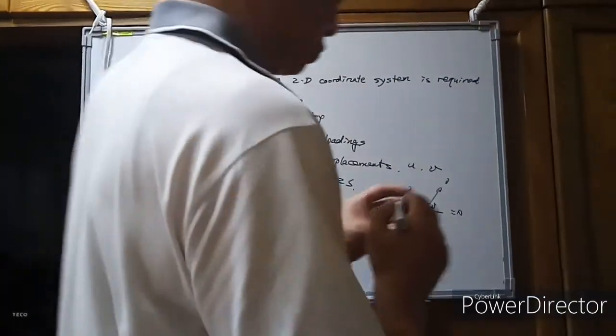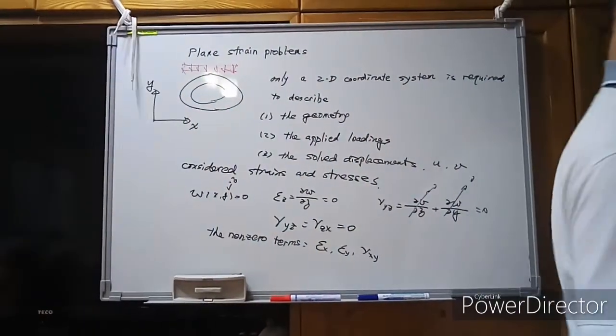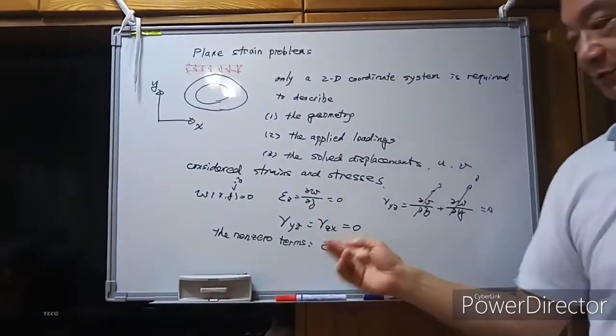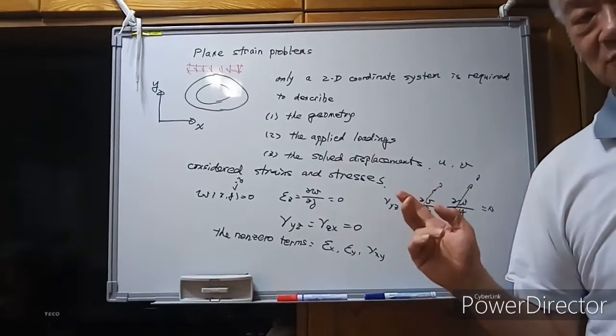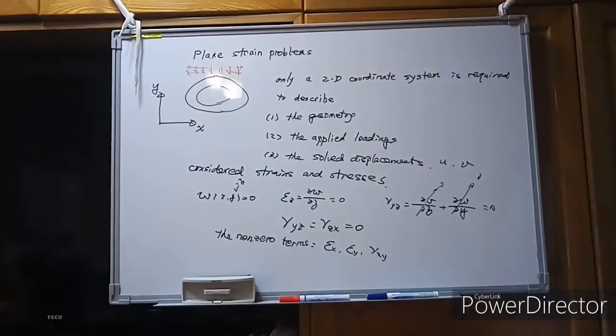Okay, so for the plane strain problems, the three non-zero strains will be the epsilon x, epsilon y, and the gamma xy.